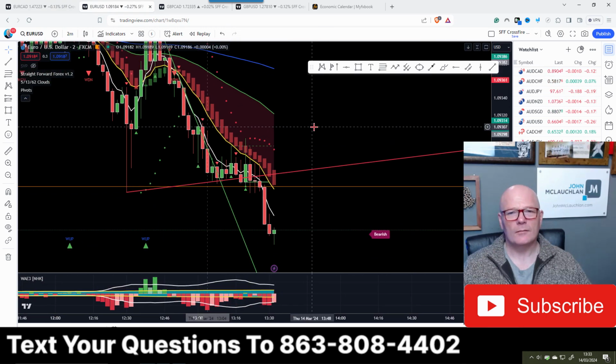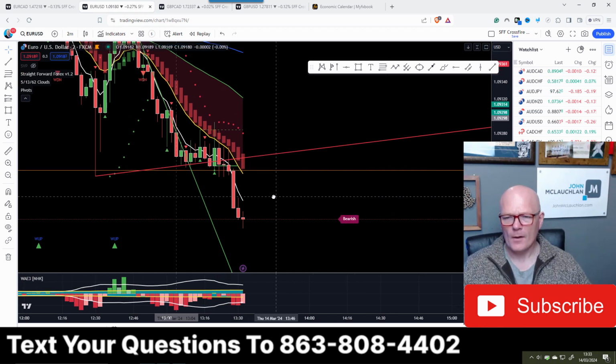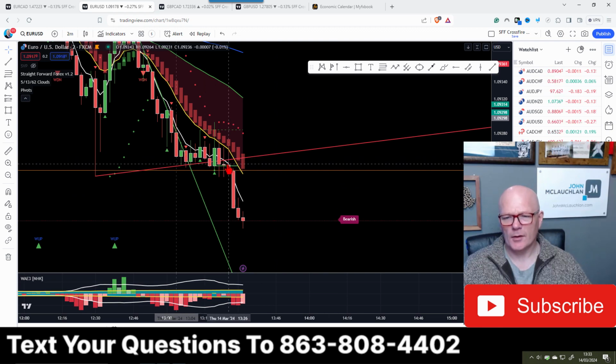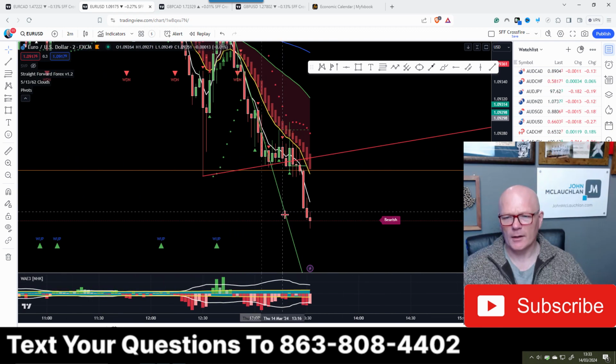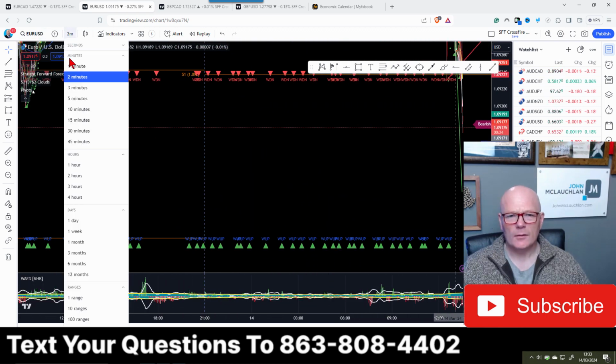So what's this one? This is Euro USD. Did we look at this one, or have we missed this one? So we came below the trend line, and we've gone down quite nicely. Must have missed this one. So let's have a quick look on the 15-minute.